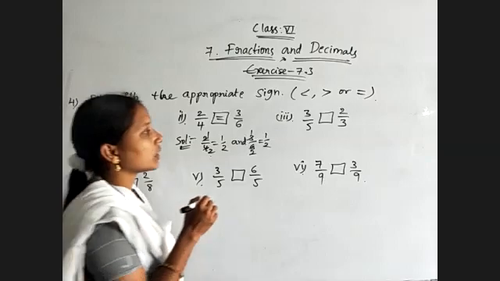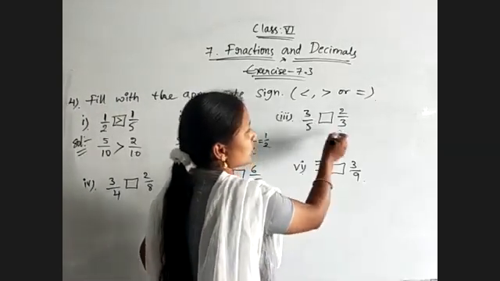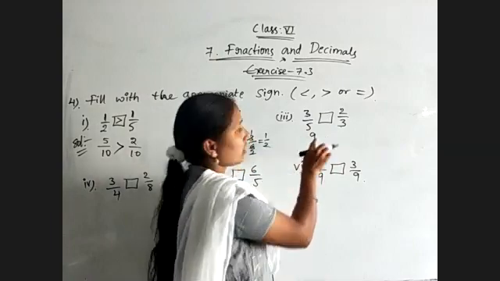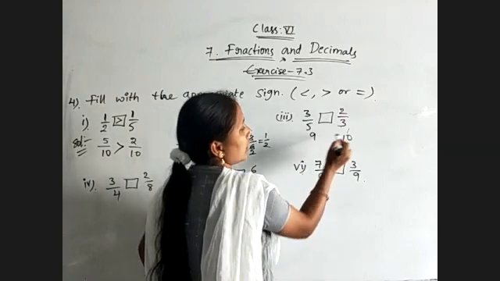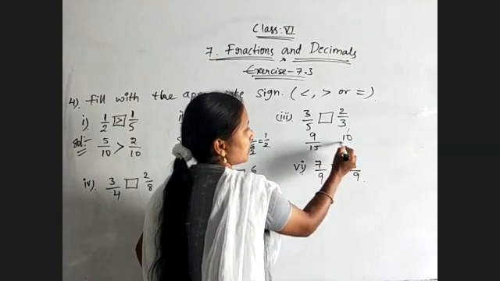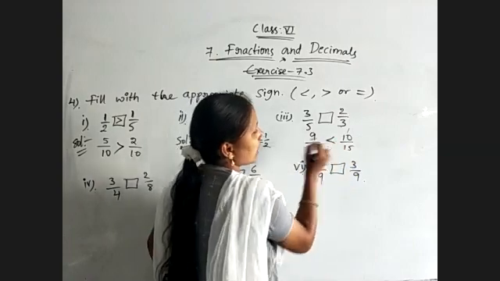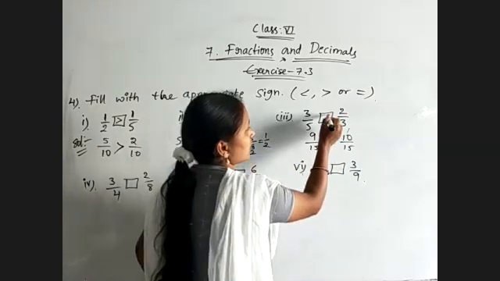Then coming to the third problem. Go through with the cross multiplication. 3 threes are 9. Okay. 5 twos are 10. And here 5 threes are 15. 3 fives are 15, we will get. So 9 is lesser than 10. That's it. Less than.